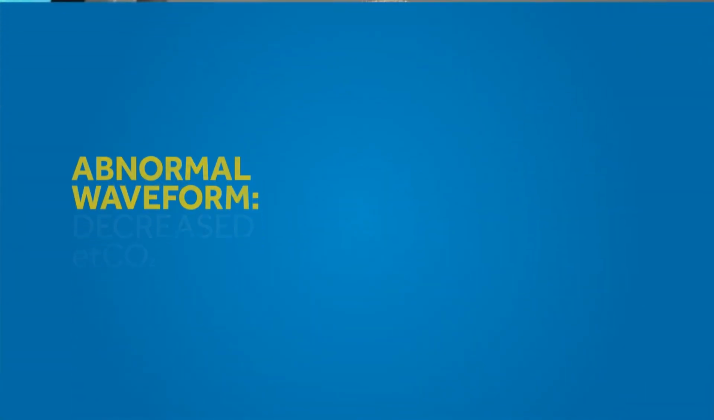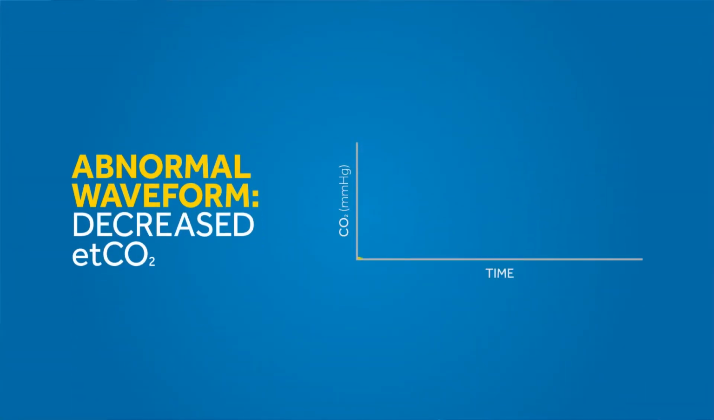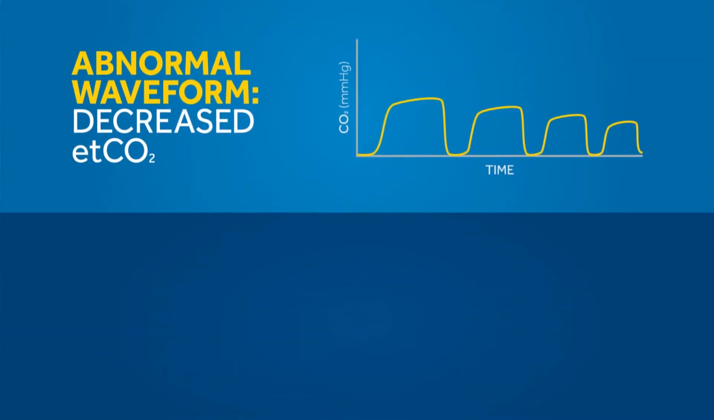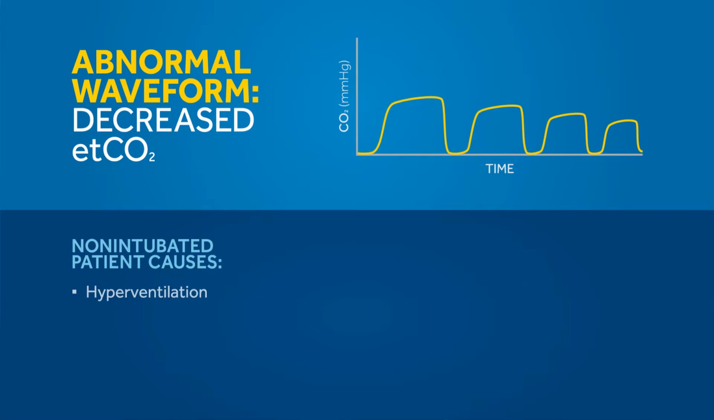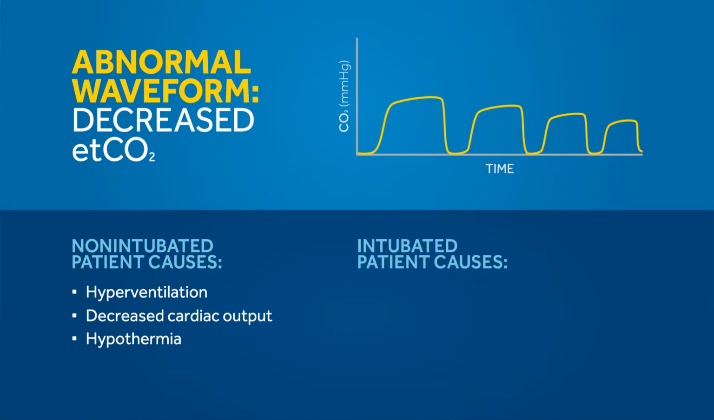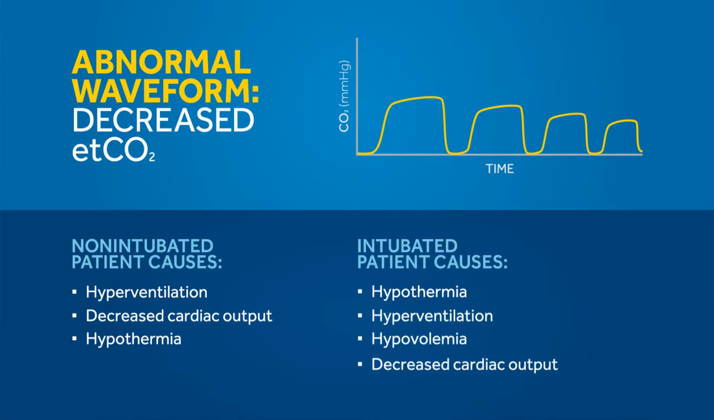Now let's talk about 3 other abnormal waveforms that appear when there is a decreased or increased change in EtCO2. There will be a gradual decrease in EtCO2 with the normal waveform, which indicates a decreasing CO2 production, eliminated CO2, or decreasing systemic or pulmonary perfusion. Decreasing EtCO2 may also indicate sepsis. Possible causes in non-intubated patients include hyperventilation, decreased cardiac output, or hypothermia. Possible causes in intubated patients are hypothermia, hyperventilation, hypovolemia, or decreasing cardiac output.